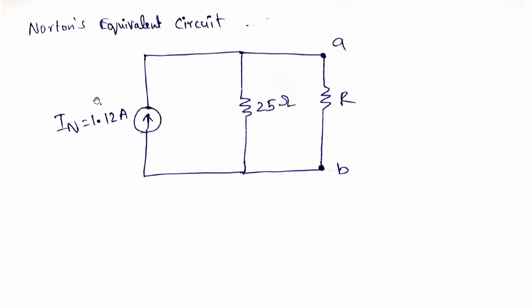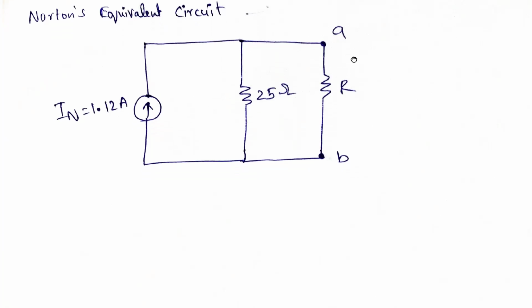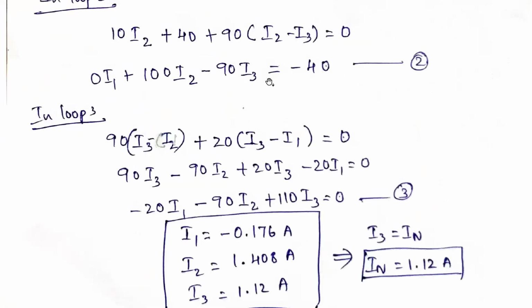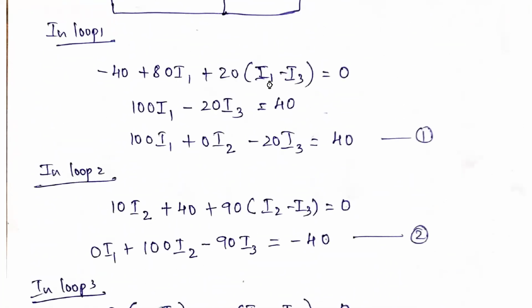Now we need to draw the Norton's equivalent circuit. How to draw? We need to draw in parallel. IN is equal to 1.12 amperes. Next, RN we calculated from the previous Thevenin circuit. RN is equal to RTH, that we calculated as 25 ohms. Next, the load resistance, that A and B point, that also should be in parallel. That resistance is given as R. Just like that, we are adding over here. So this is the Norton's equivalent circuit for this particular circuit given in the problem.